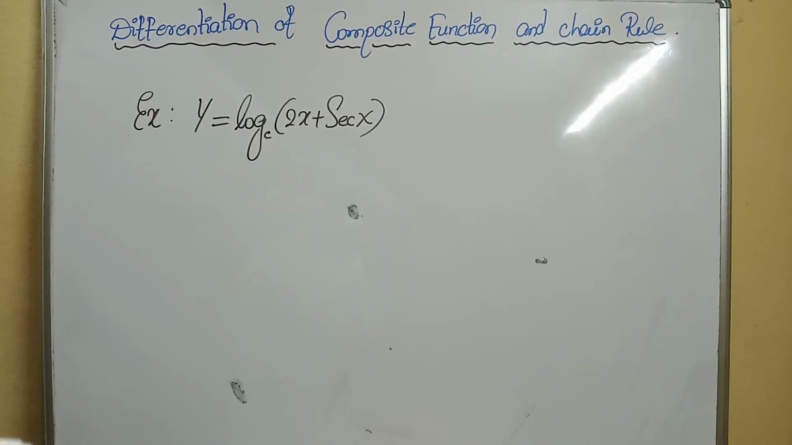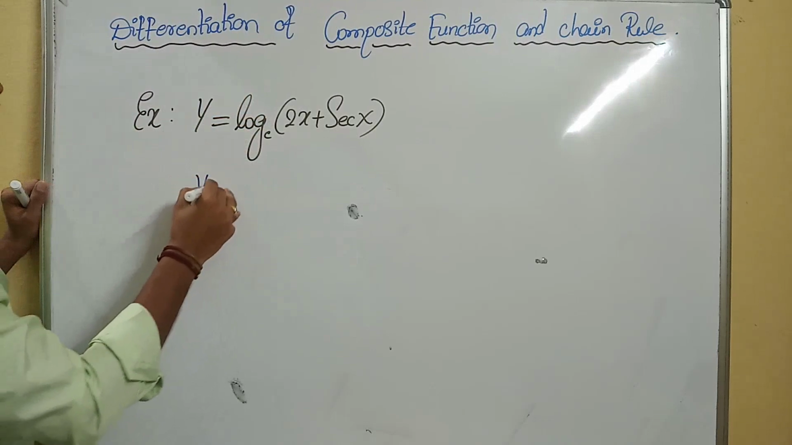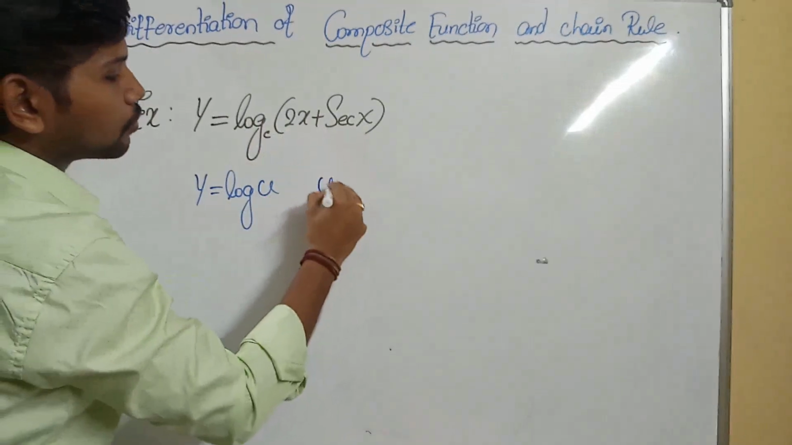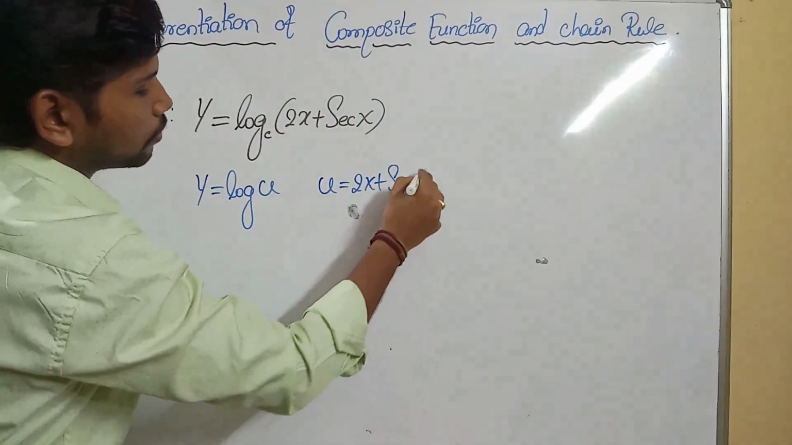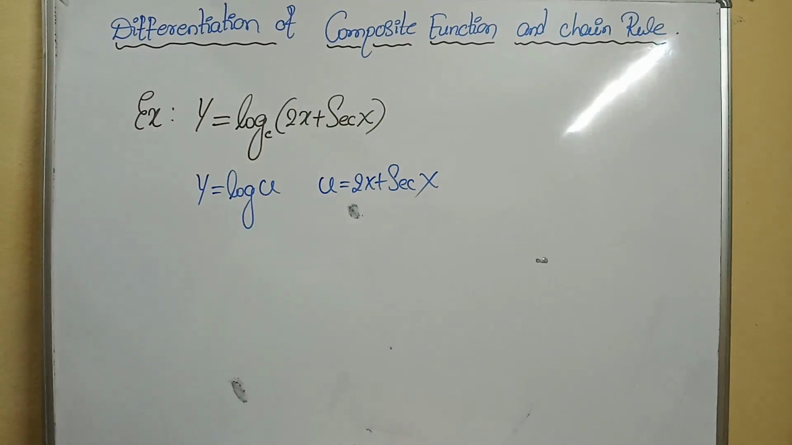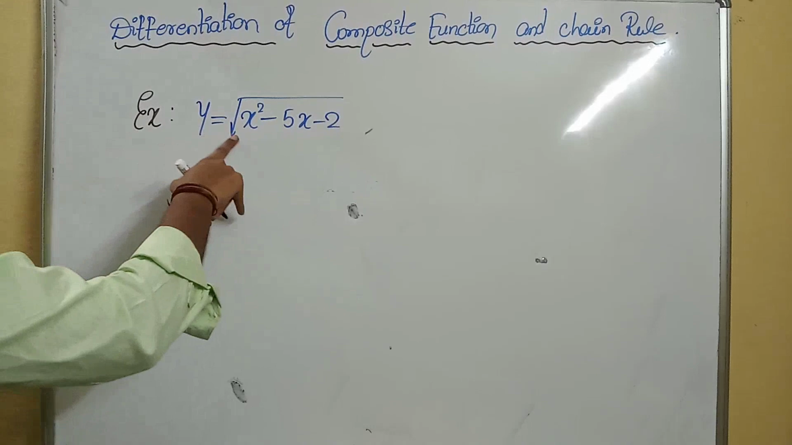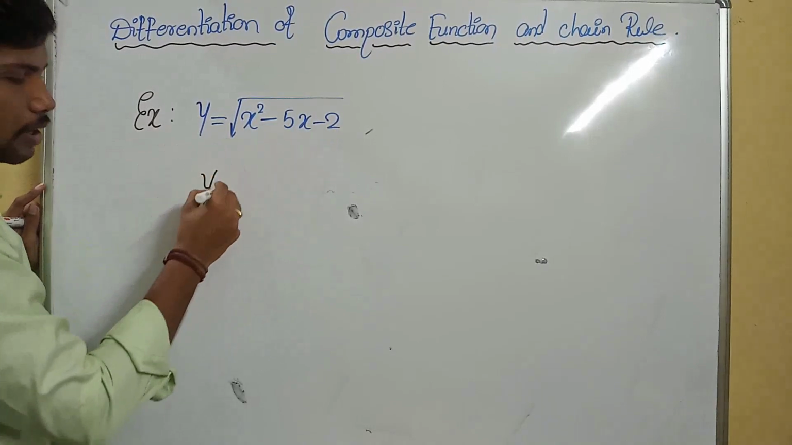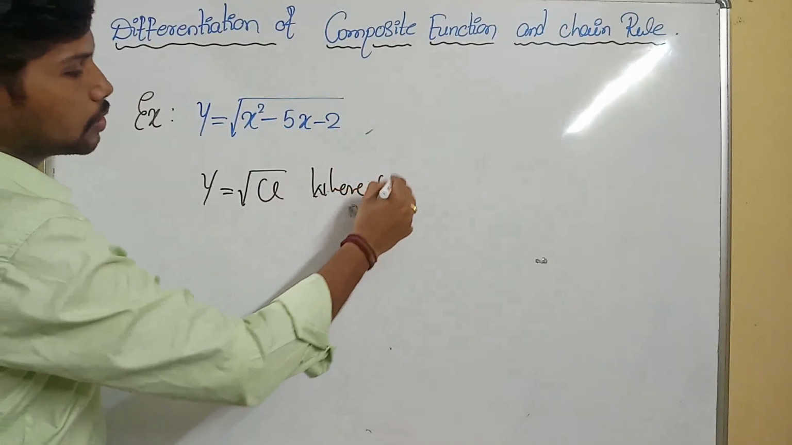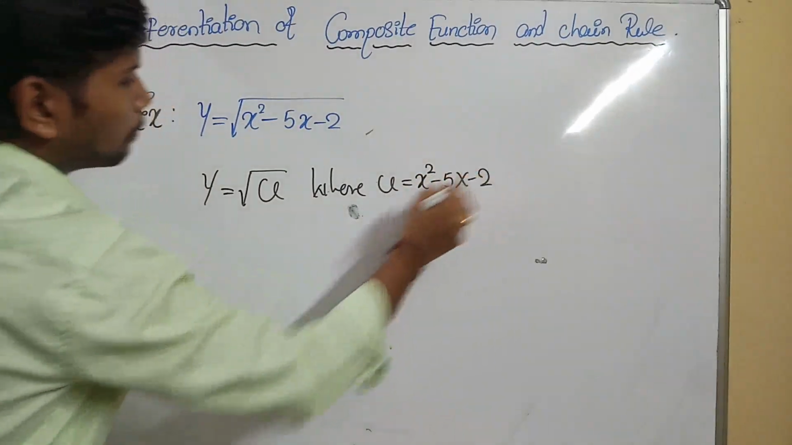In the next example, I'd like to show only how to write the function in a simple manner. y is equal to log of u. What is u? In place of u, it is 2x plus secant of x. Did you understand clearly? y is a function of u, u is a function of x. How to write this function? y is equal to root of x square minus 5x minus 2. It will be y is equal to root of u, where u is equal to what is inside: x square minus 5x minus 2.